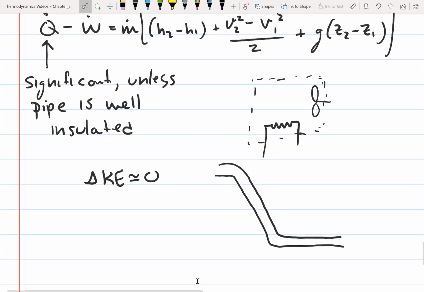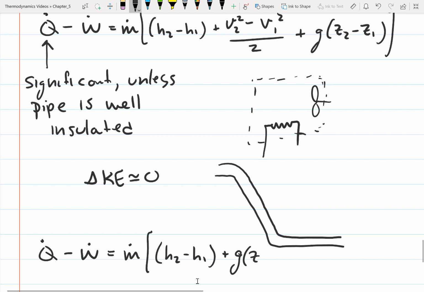So let's rewrite this equation. We have Q minus W is equal to m dot times H2 minus H1 plus, and then we're assuming that the kinetic energy is approximately 0, although that might not be true. If you have a pipe that has a large change in kinetic energy or a large change in velocities, then you'll need to consider the kinetic energy term. So this is g times Z2 minus Z1.